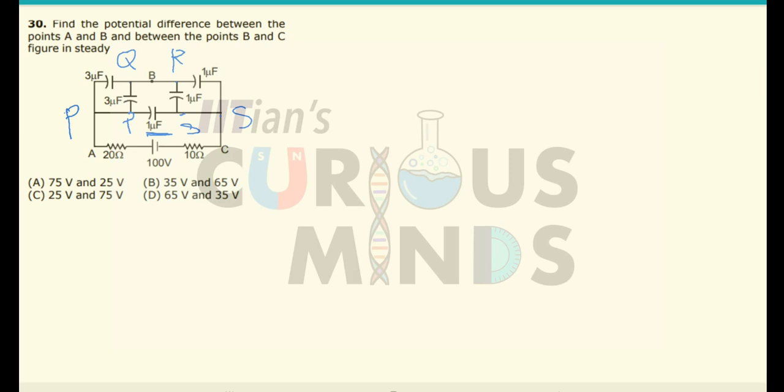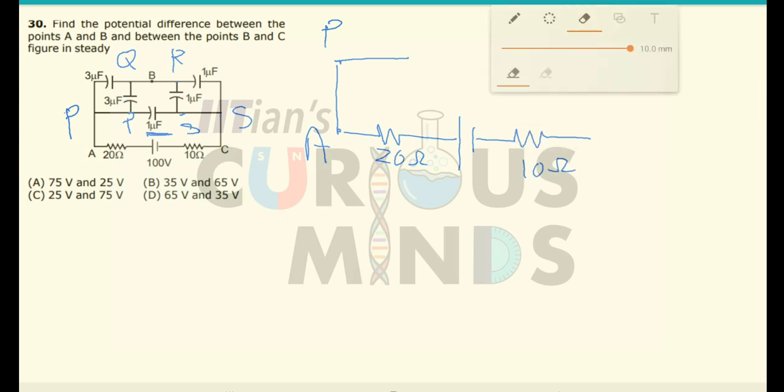So if I redraw this diagram, this is P, to which I have connected A. To this there is a resistor of 20 ohms. To this there is a battery attached and there is a resistor of 10 ohms. So over here this is P. Between point P and Q, let me call this point Q.